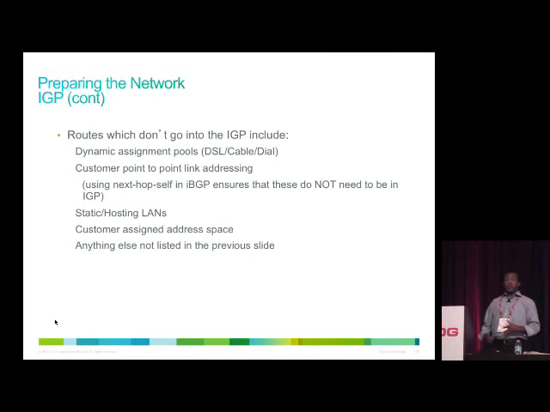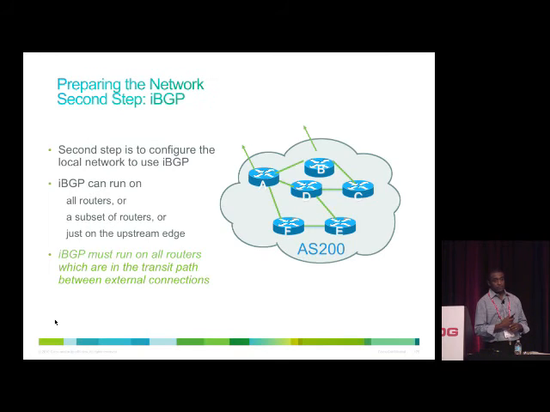So routes which don't go into IGP: your customer routes, obviously, your BGP routes will not be distributed into IGP. DSL and cable interfaces, those dynamic IP addresses, you don't put them into IGP. You will put them into BGP. So it's basically just the network interfaces. Your DMZ should not go into IGP. That's also another important thing. It's basically your infrastructure interfaces and loopback IP addresses.